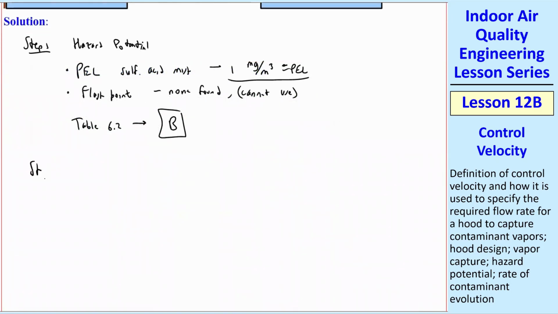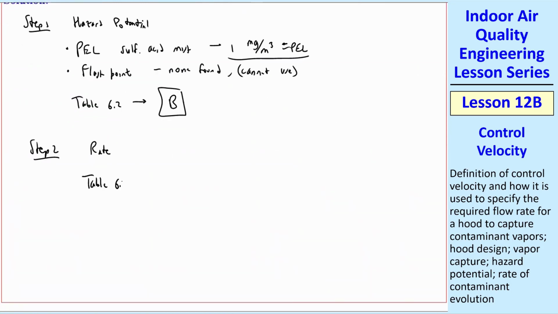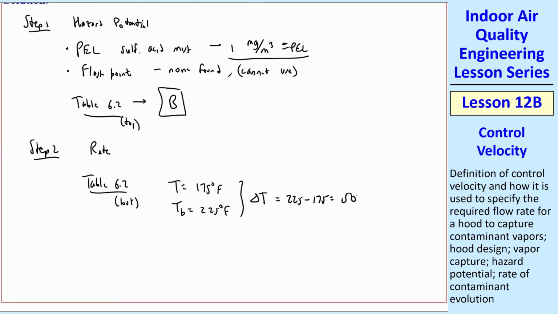Now we do step 2, where we determine the rate of contaminant evolution. We are still using table 6.2 for this part. This is the top and this is the bottom of that table. It's like 2 tables in one. We have T equal 175 degrees F, and T boiling is 225 degrees F. And what it wants is the difference. So delta T equal 50 degrees F. The delta T below boiling.